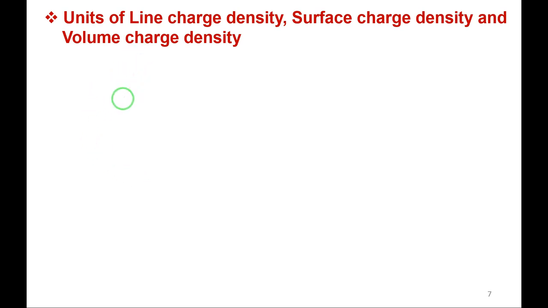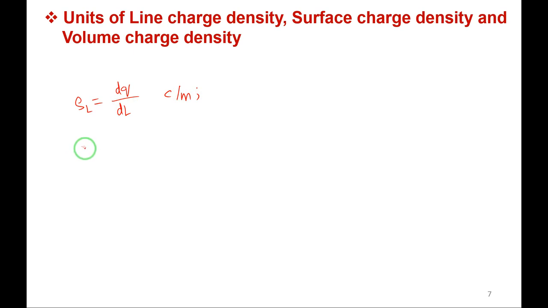Yes, this I have skipped in the previous class. I should have told it there only. We know what line charge density, surface charge density and volume charge density are, and I want to tell the units of those. So line charge density is rho L. It is charge per unit length; we always define the line charge density for a small differential length, which consists of a smaller amount of charge, differential charge dq by differential length dl, dq by dl. So the unit is coulomb per meter. This is line charge density.